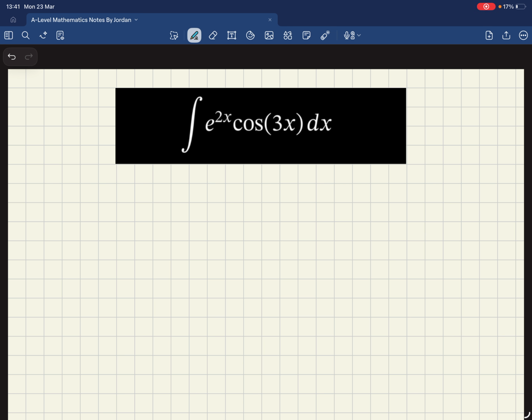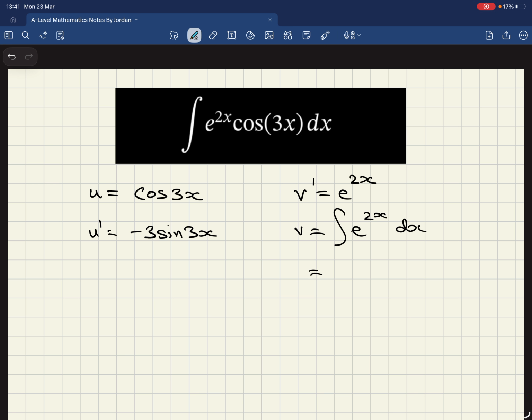So let's start with this. We need to make a choice for u and for v dash. So u in this case is going to be cos 3x and v dash will be e to the 2x. So that means I need to differentiate the u to get u dash, which will go to minus 3 sine 3x. And v will be the integration of e to the 2x, which will give us 1/2 e to the 2x.